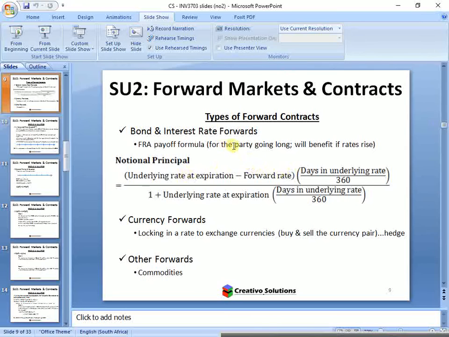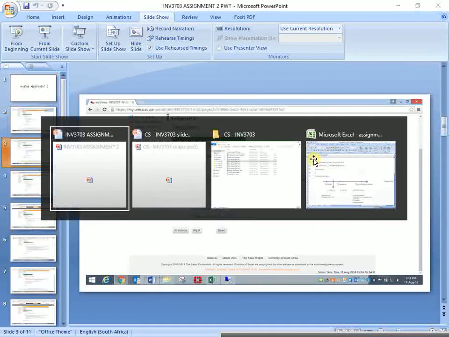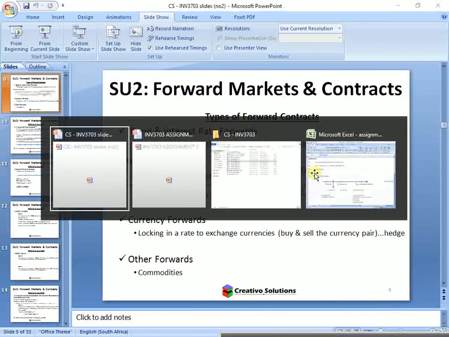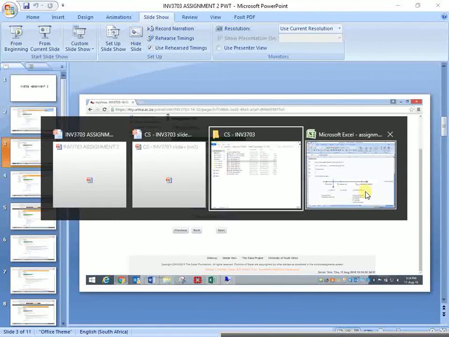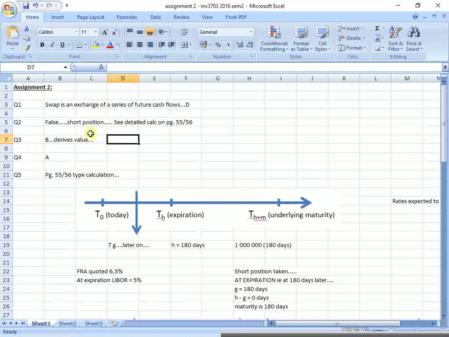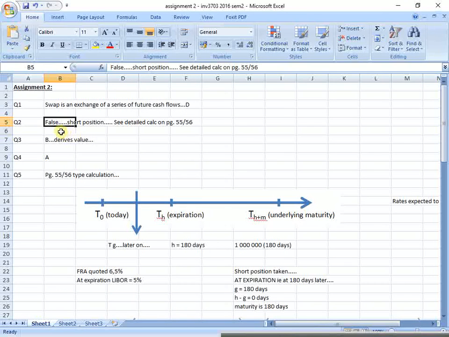Because a party going long will benefit if the rate rises. So this is a short then, because the rate has fallen. So it must be a short. What did I have? Yes. Okay, so false, short position. You could even look at some of the calculations on page 55. I put a note here, page 55 as well. There's the FRA long and short rates.